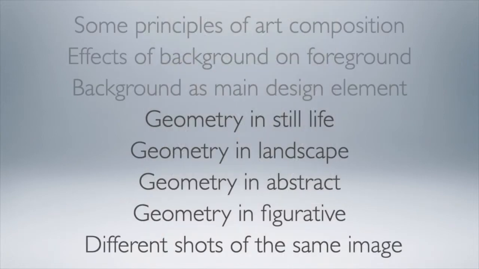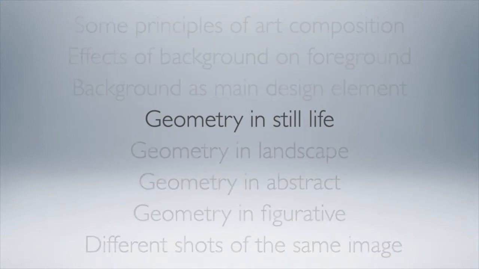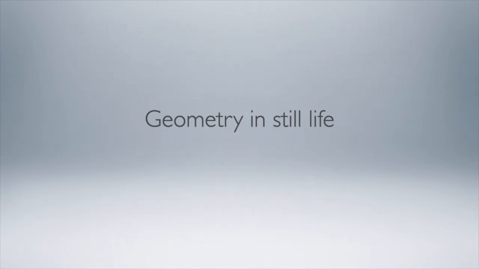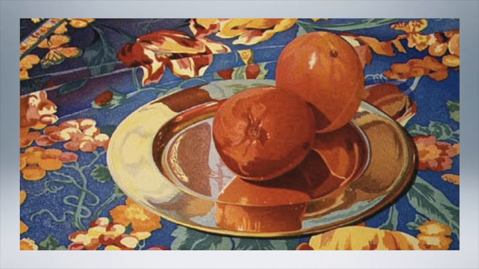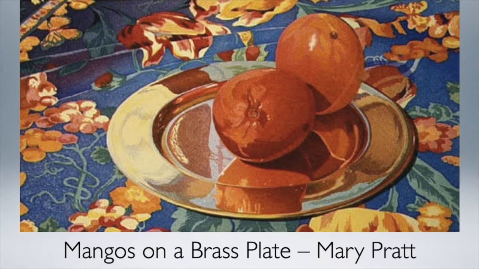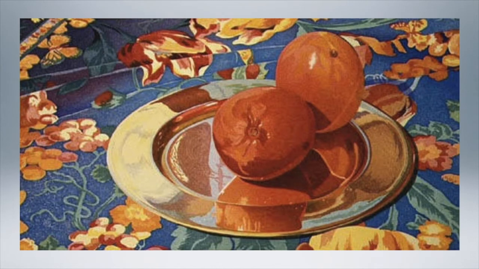Okay, let's look at geometry in still life. Now, one of the better still life painters in this world is Mary Pratt. Here's mangoes on a brass plate. Excellent painter, beautiful job. When you look at this as a still life, there's a tendency to think that it's just randomly placed and beautifully painted. But let's look at the actual geometry of the composition.